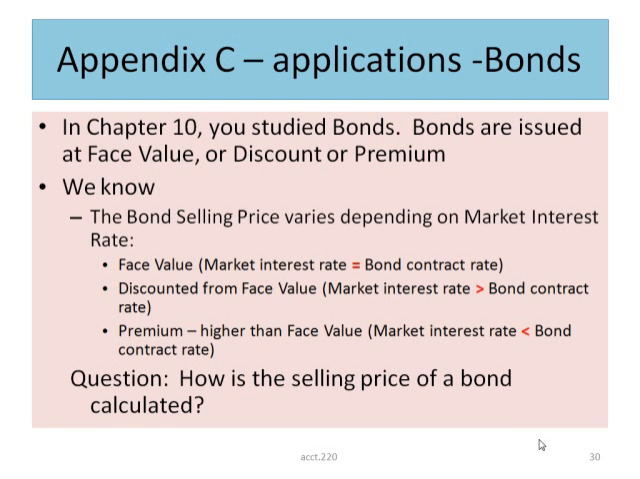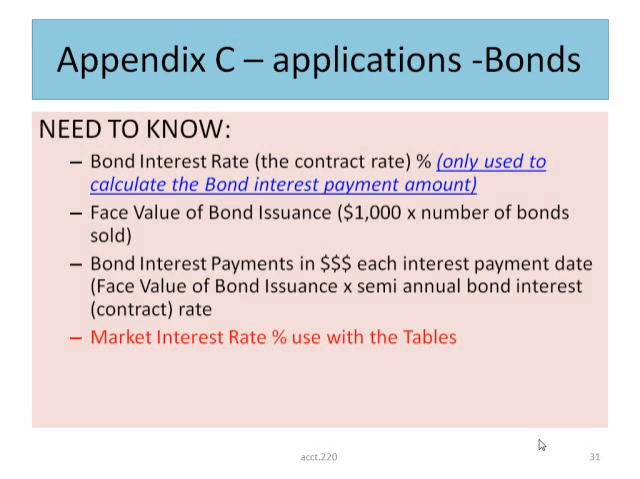Now, how do we set the selling price of bonds? We do it using present value. So how do we calculate that? First off, when you're given one of these problems, you need to clearly identify all of the elements that you need to solve the problem. So first thing is, what is the bond interest rate? What is the contract rate?